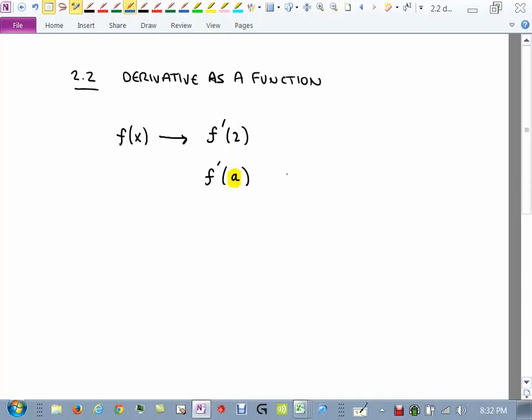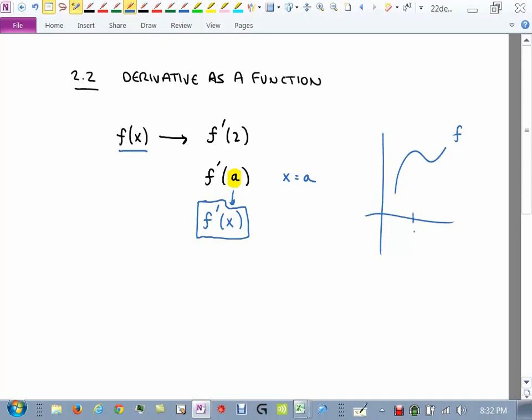But since a is just a letter, we could, if we want, say, what is the slope of the tangent line at, let's say, x? So all we're doing here is using the variable x instead of a. So this right here represents the slope of the tangent line to this function f of x at the point x. So draw a graph. Here's our function f. Pick some arbitrary point. We call it x instead. And then this gives us the slope there.